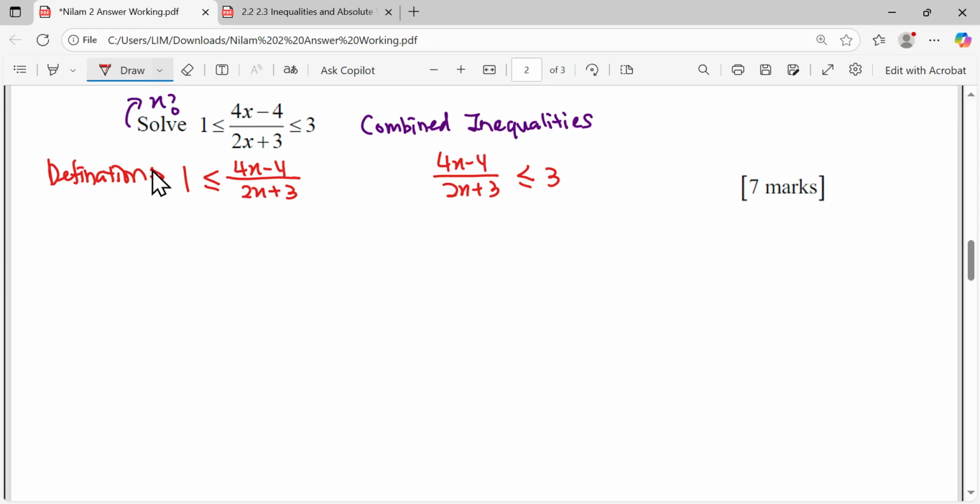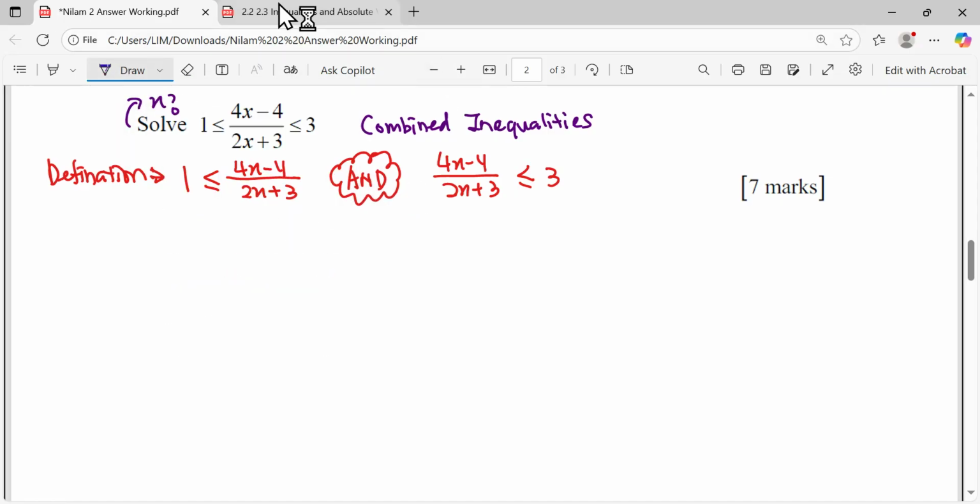When we separate them back, by definition, combined inequalities use the term "and". We want inequality 1 and inequality 2 together. This is how we separate the combined inequality using the correct definition. After we separate it, we can start to solve these inequalities, so let us rearrange.